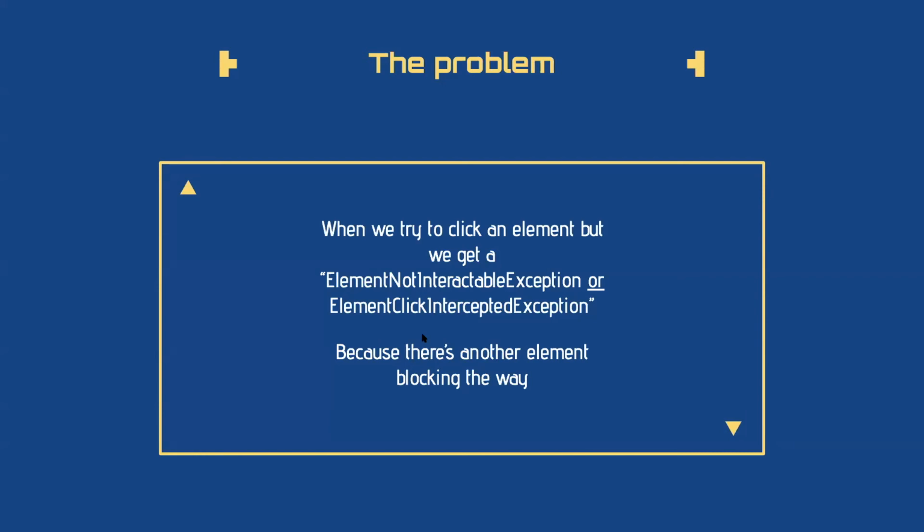It might be an overlay, it might be another element, or our element is not interactable yet. So you probably know that sometimes you have in a site a grayed out button for a few seconds, and then it becomes a different color and you can click on it.